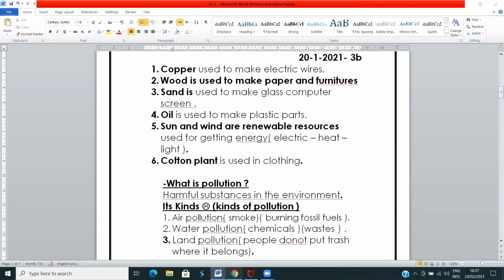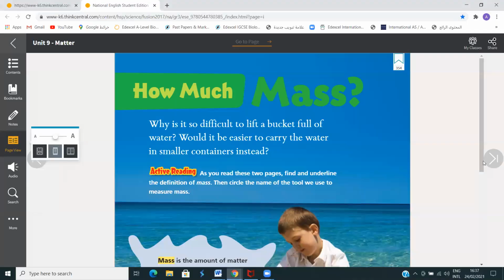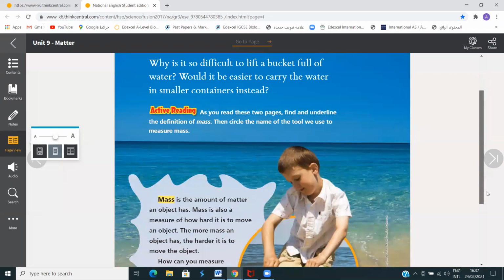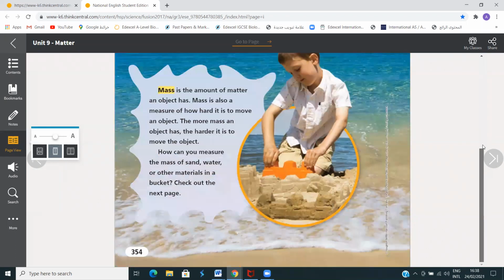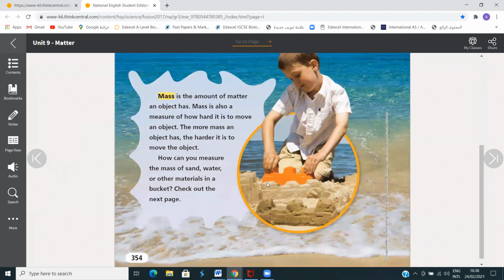Okay, my students, today we will study math. Go to page 354 here. We will study math today. Do you see this boy? Making something here. Do you know? You want to measure something here. If you measure what he wants, you measure mass. Mass is the amount of matter an object has. Here this boy, this amount of sand.